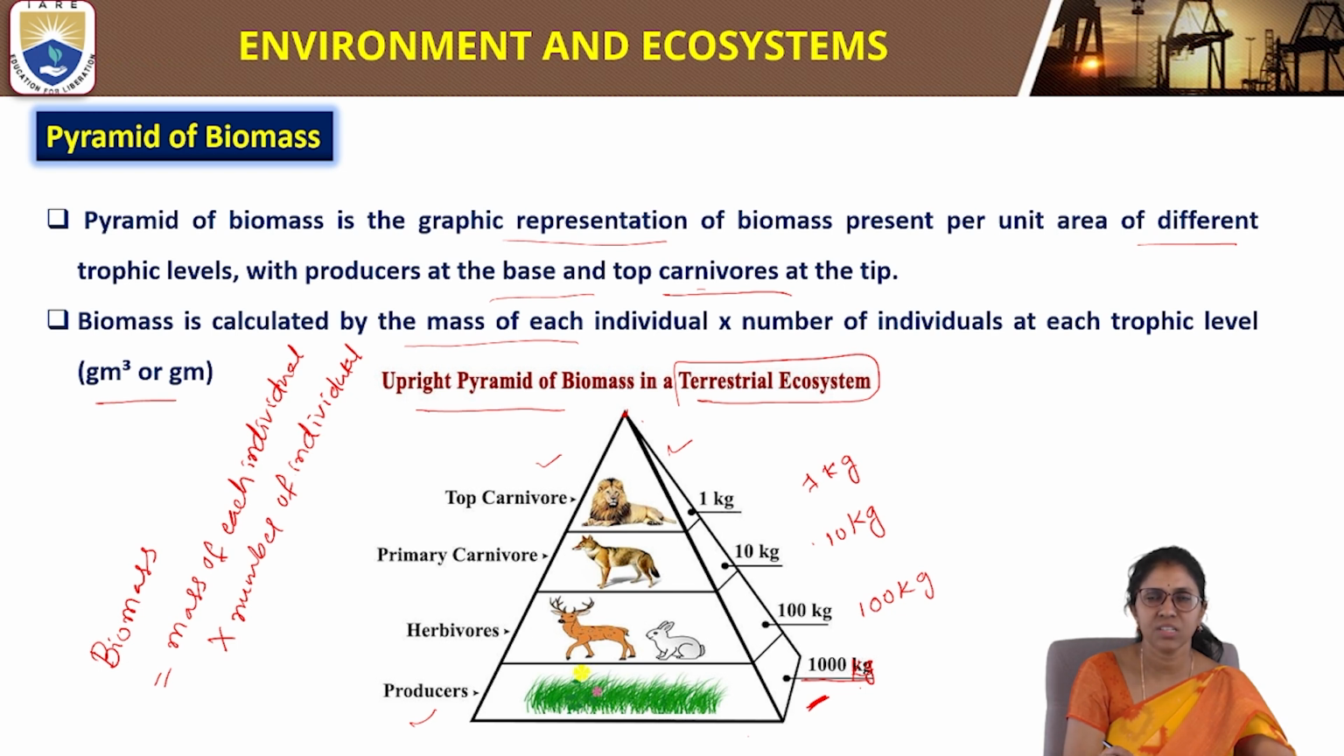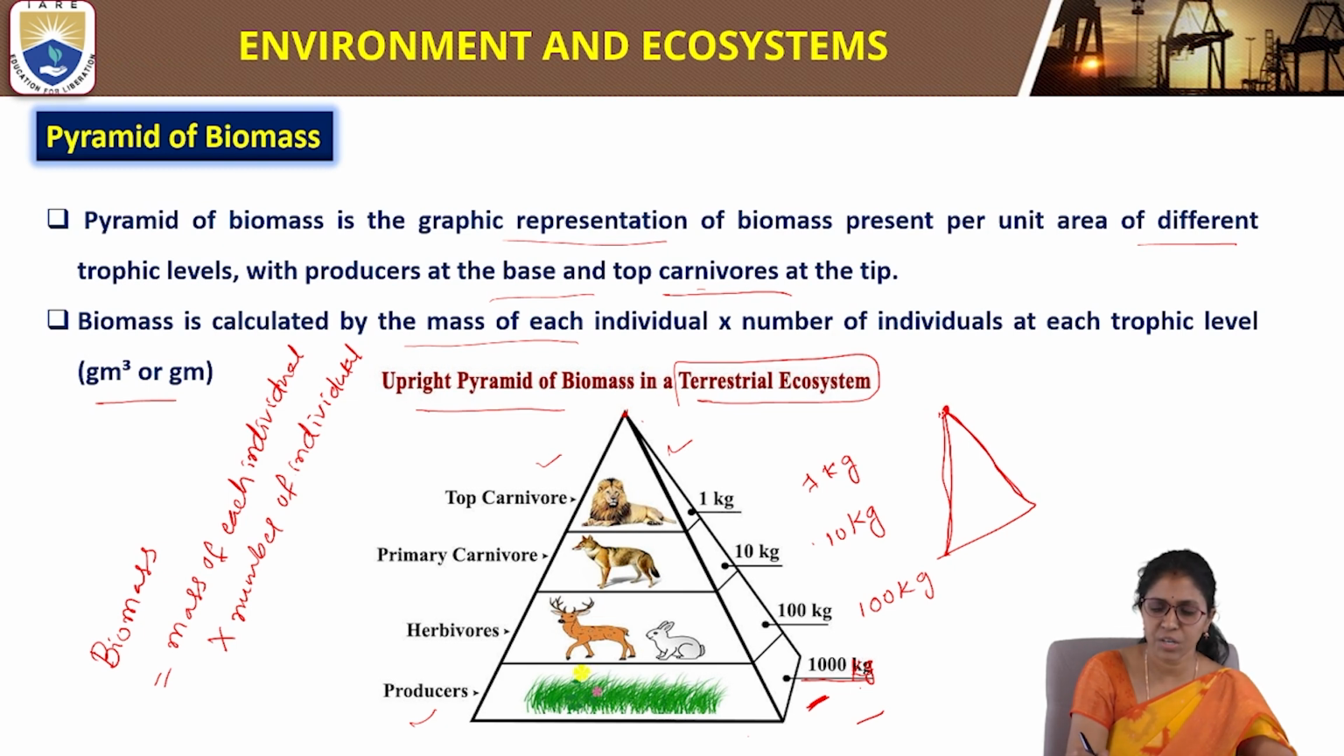The biomass decreases from the bottom to the top. We get less amount at the top and more at the bottom. That's why this is an upright pyramid of biomass in a terrestrial ecosystem.